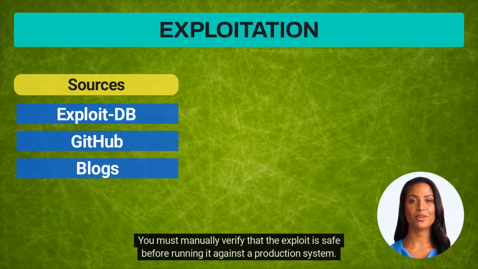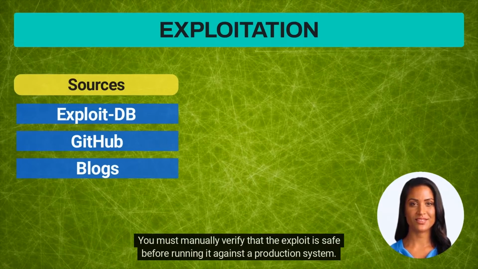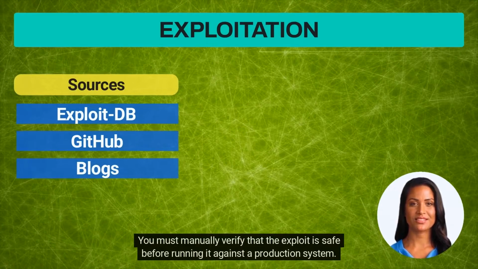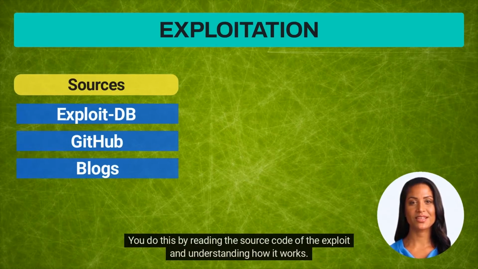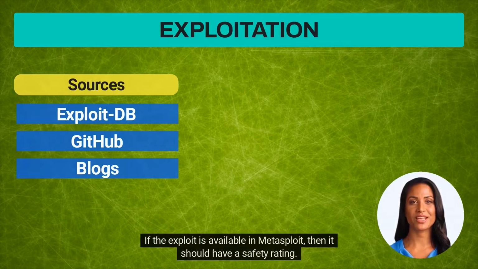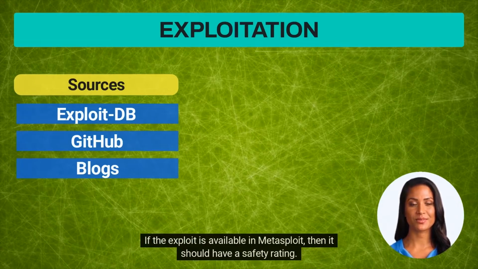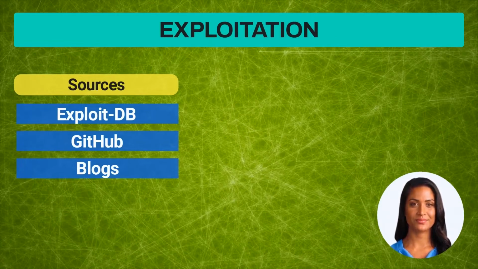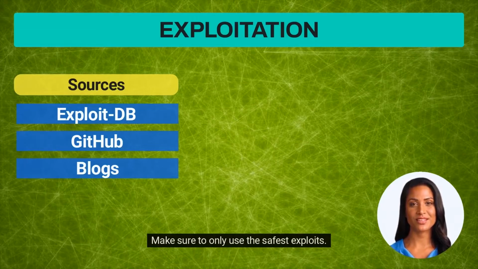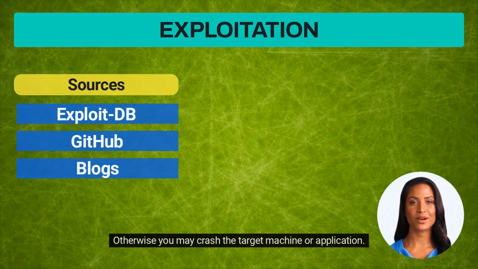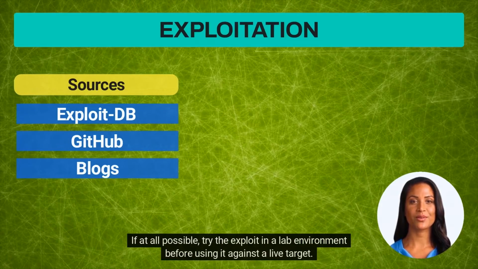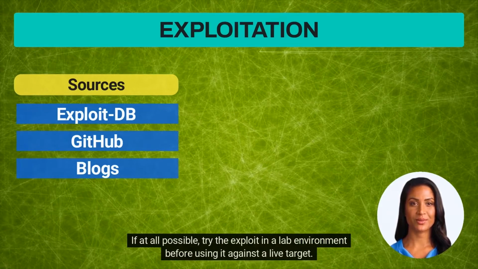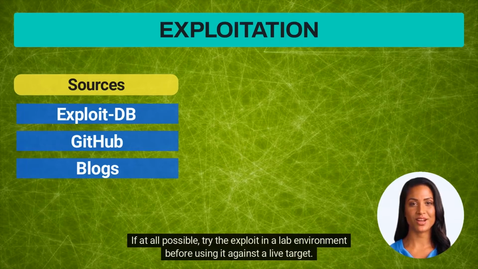You must manually verify that the exploit is safe before running it against a production system. You do this by reading the source code of the exploit and understanding how it works. If the exploit is available in Metasploit, then it should have a safety rating. Make sure to only use the safest exploits. Otherwise, you may crash the target machine or application. If at all possible, try the exploit in a lab environment before using it against a live target.